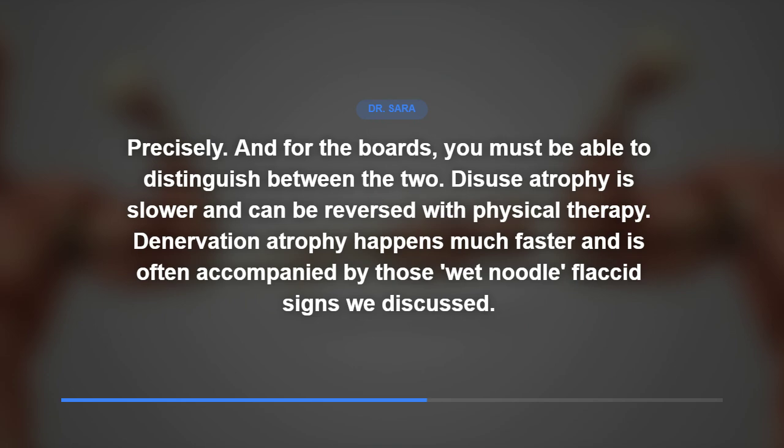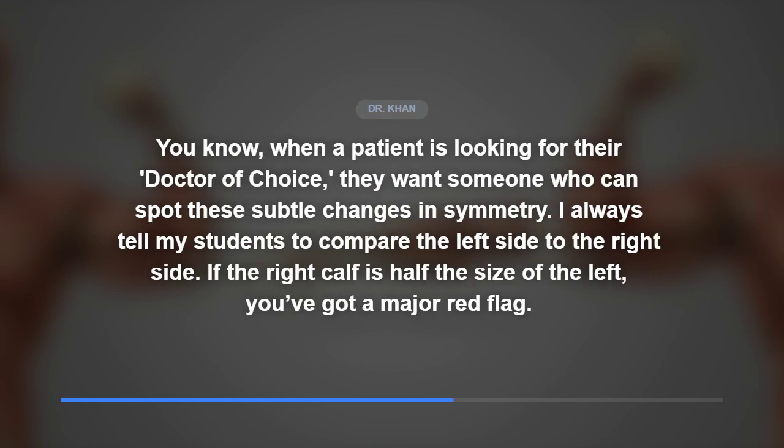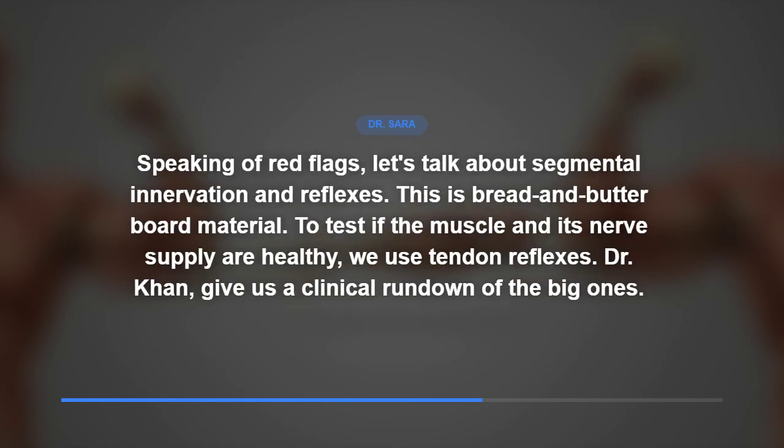Precisely. And for the boards, you must be able to distinguish between the two. Disuse atrophy is slower and can be reversed with physical therapy. Denervation atrophy happens much faster and is often accompanied by those wet noodle flaccid signs we discussed. When a patient is looking for their doctor of choice, they want someone who can spot these subtle changes in symmetry. I always tell my students to compare the left side to the right side. If the right calf is half the size of the left, you've got a major red flag.